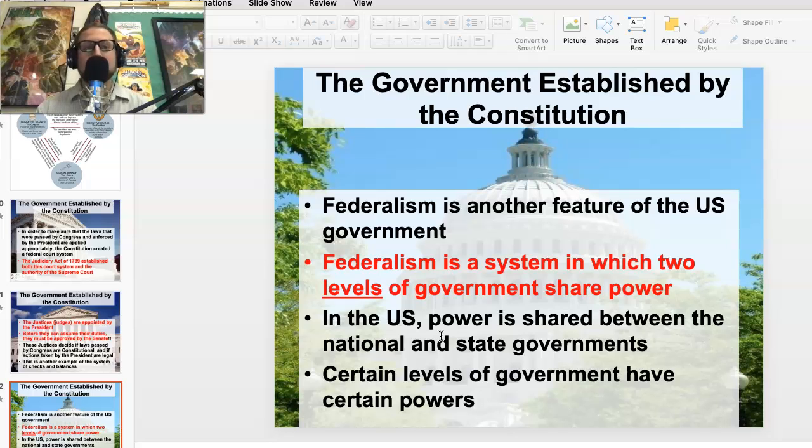On the other hand, not all powers are shared. Not all powers are concurrent. So the federal government has the power of the military, whereas the state has the power of education.